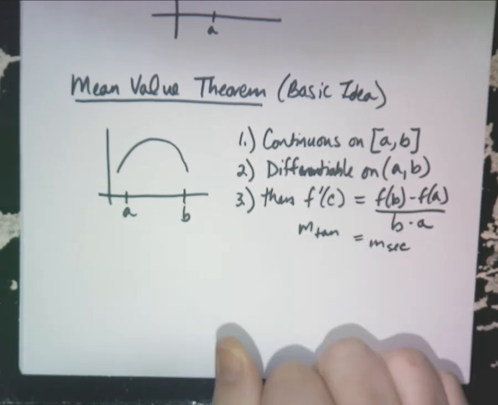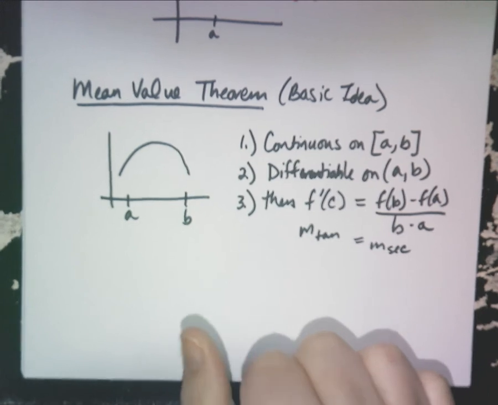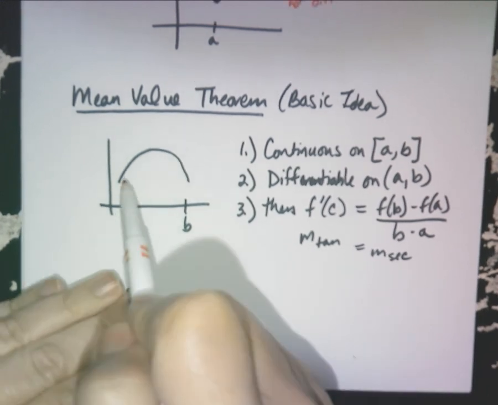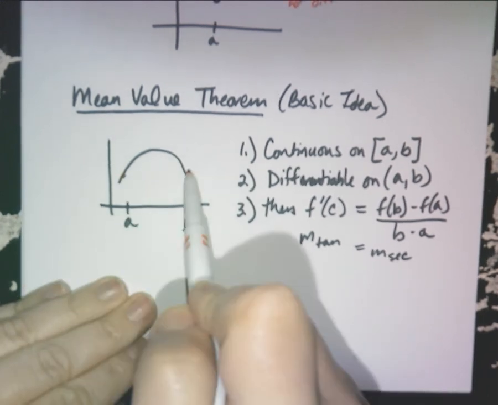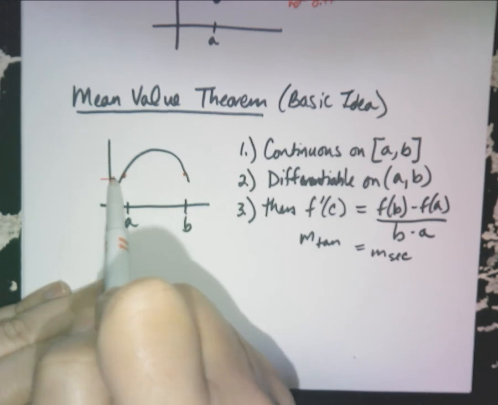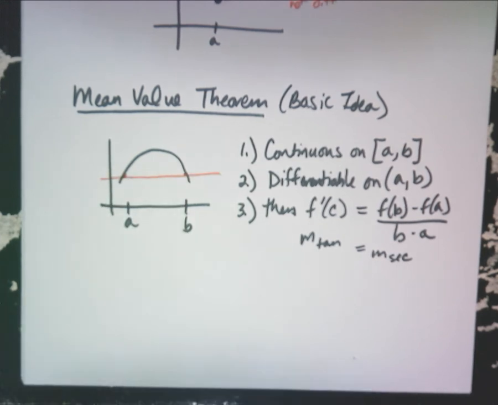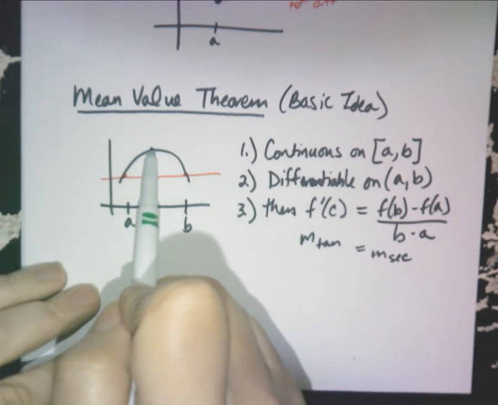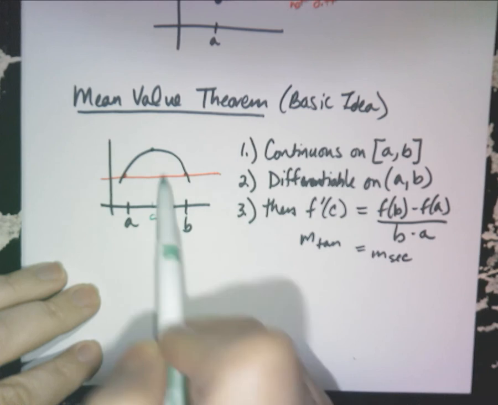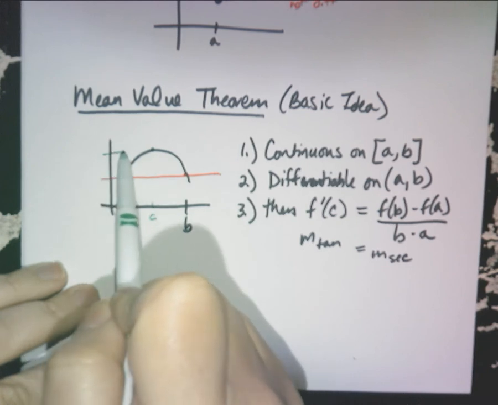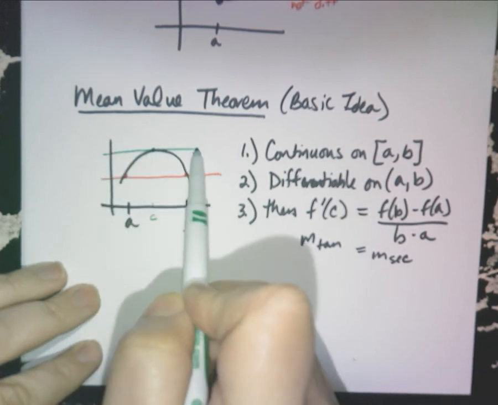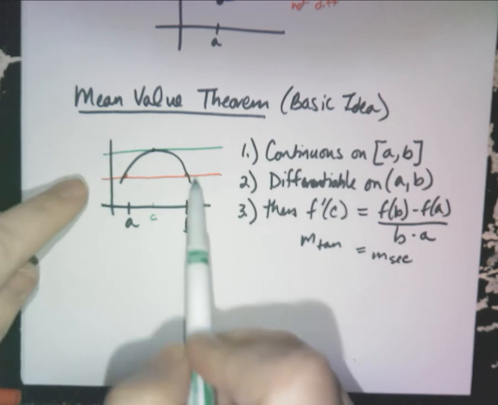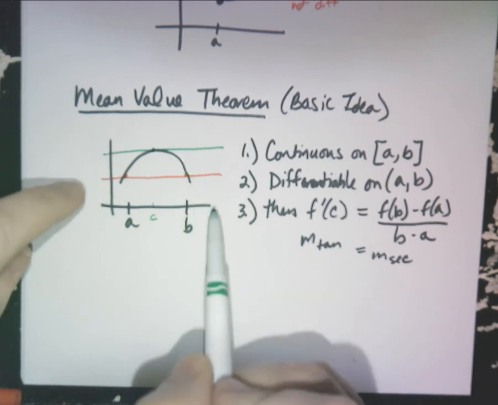So what does that mean for us? Well, that means at some point A and B, if I took the secant line and I took the slope of that line, there would be some point C, and I could take the derivative, find the slope of the tangent line, and those two would be the same. Why am I drawing parallel lines?